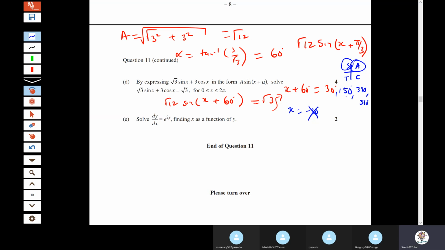So everyone would have just written 150 take away 60, which is 90 degrees, and then that's it. But what's the actual answer? We've got 90 and 390 take away 60, which is 330 degrees. And then the other one's too much as well. So the answer is pi over 2 and 11 pi over 6.